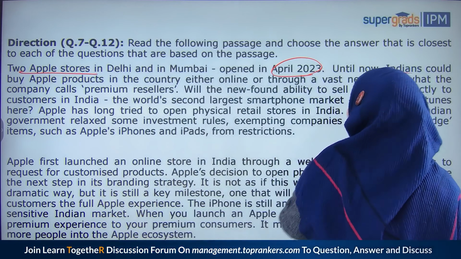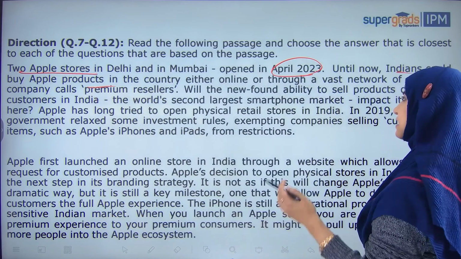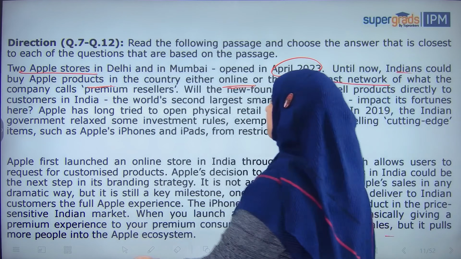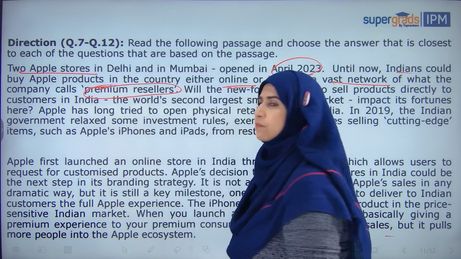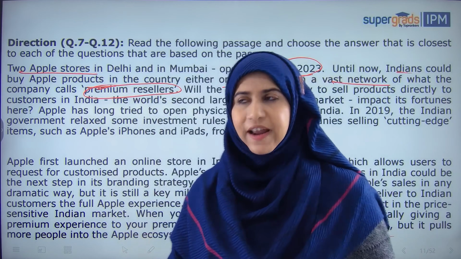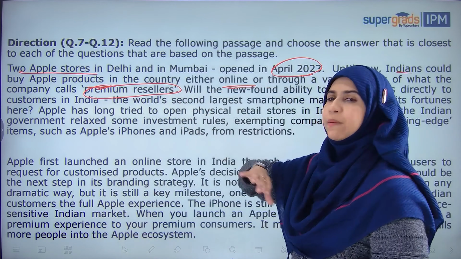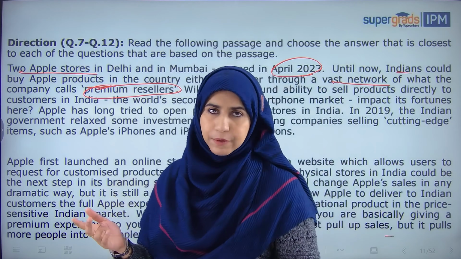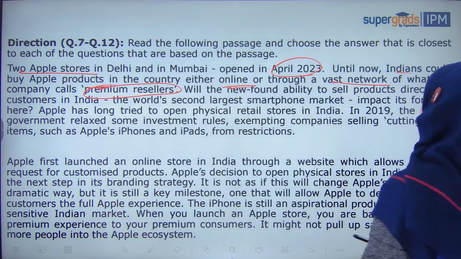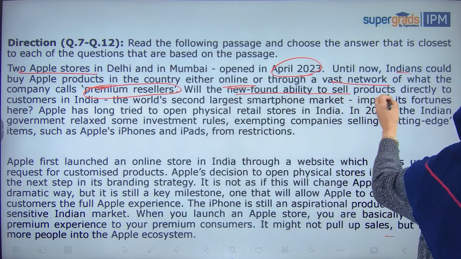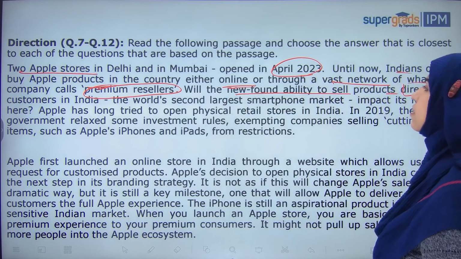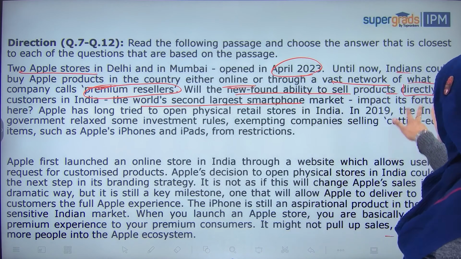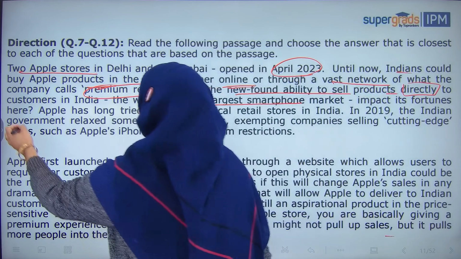Indians were able to buy the Apple products in India, of course, either online or through a vast network of premium resellers. So these were some selected outlets, right, who were called premium resellers. ये खुद के Apple के stores नहीं थे, but other stores who were selling Apple products. Now this says, will the newfound ability to sell products directly to customers in India, which is the world's second largest smartphone market, impact its fortunes here? So it's a kind of a question.